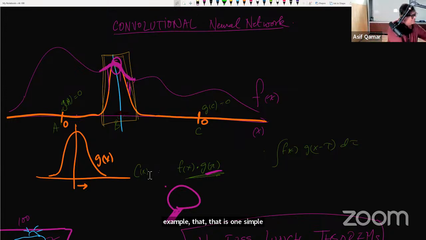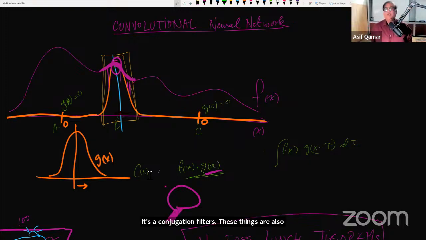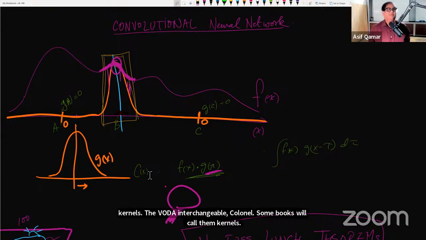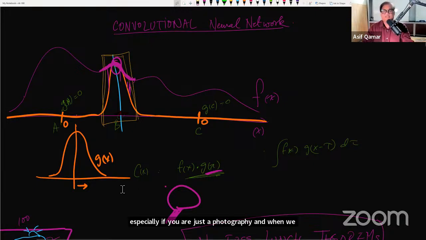So convolution filters, these things are also called kernels. The words are interchangeable. Some books will call them kernels. Some books will call them filters. Let's call them filters, because filters is something we are all familiar with from Photoshop, and especially if you are into photography. And when we deal with convolution, because they have a huge impact in vision systems, computer vision systems, in images and videos and so forth.